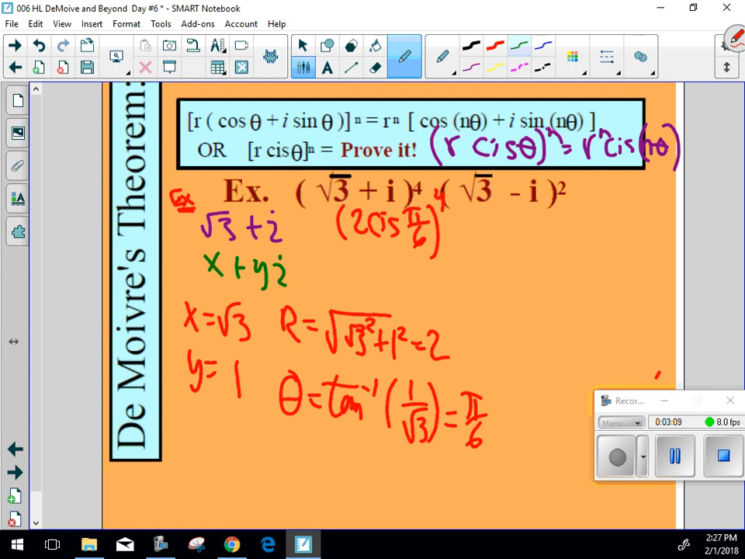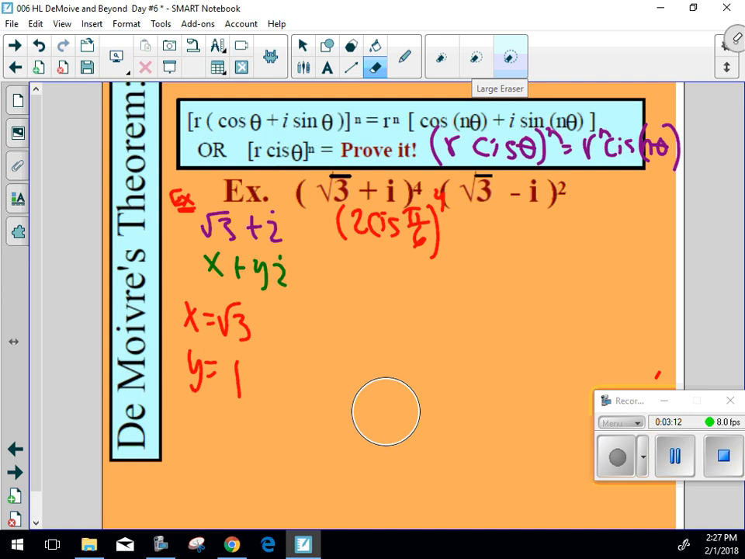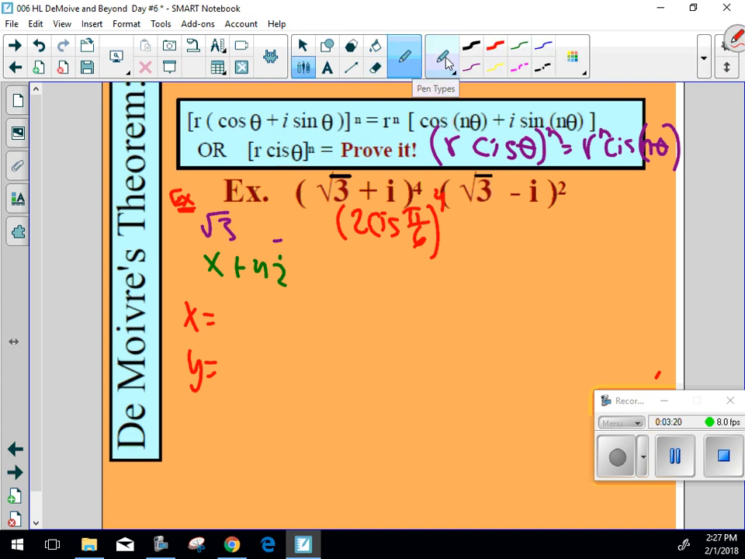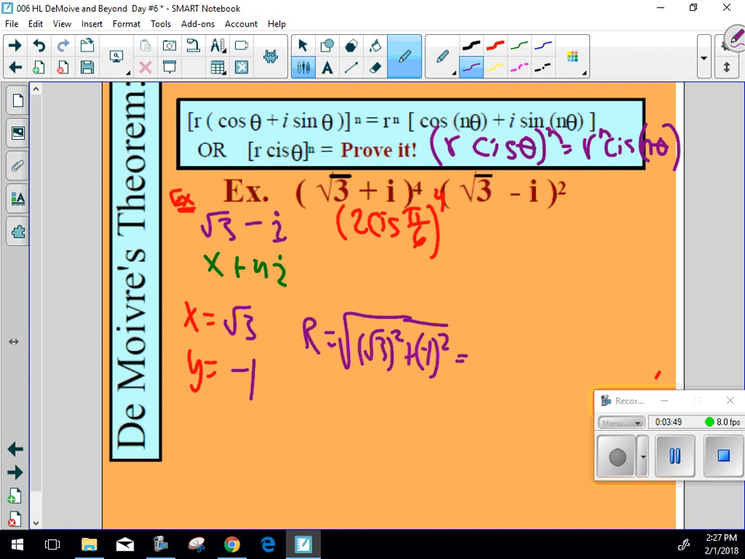Love it. Great. Now, let's do another one. Let's see, just this. Now we're going to do the second one, square root of 3 minus I. What's x this time? What's y this time? Careful. Negative 1. So r is going to be the square root of x squared, square root of 3 squared, plus y squared, negative 1. Don't put the I in there, please, when you square those. And that'll just be 2 again.